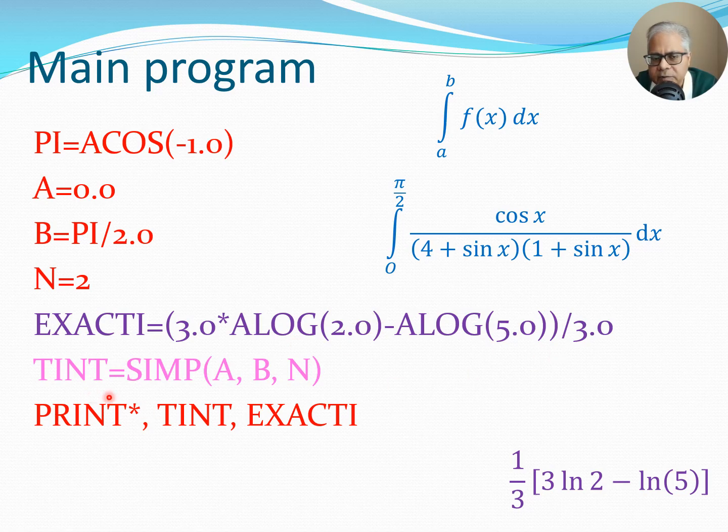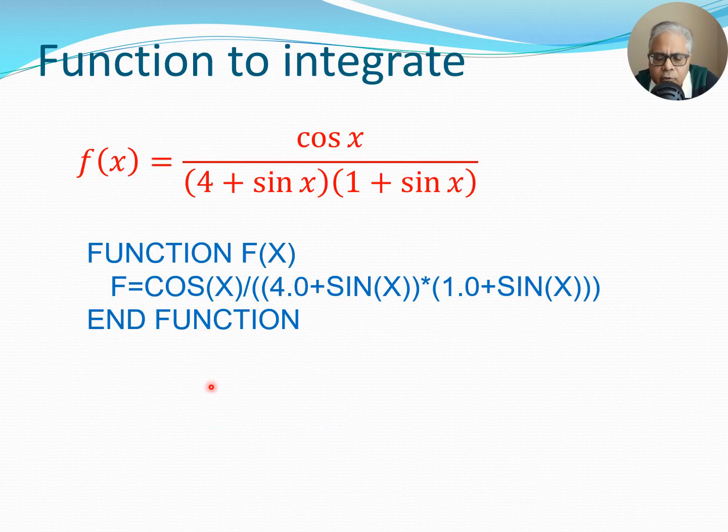And then I will simply calculate the numerical integral value using Simpson's rule as simp a, b, n. So I need to write a function called simp. A, b are the bounds of this integral. N is the number of partitions I have done to this bound. And then I finally print out the values of tint and exact I. Of course, we are going to need the function. The function can be easily calculated in this form, so I have written it out here. So you can see this is this function translated into Fortran.